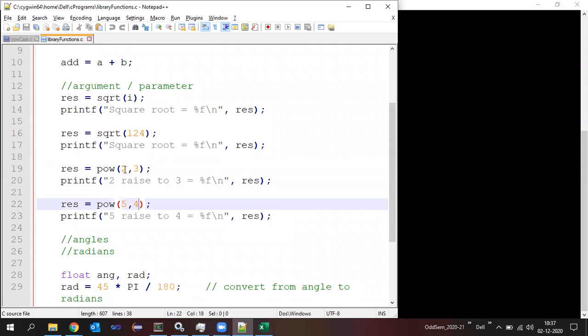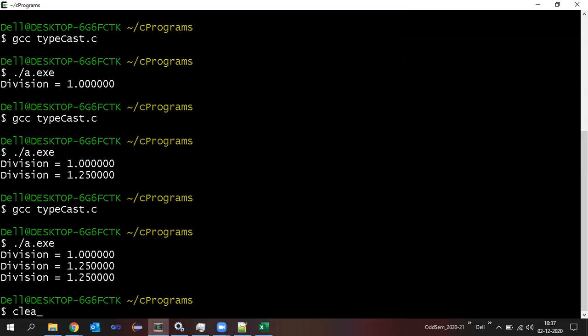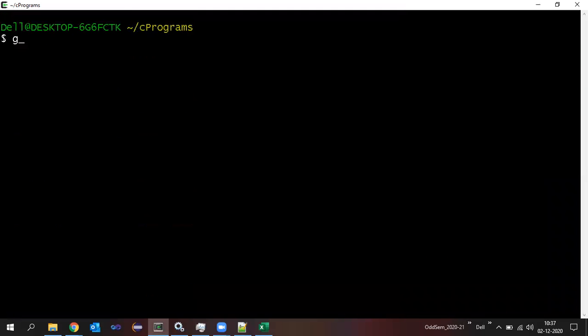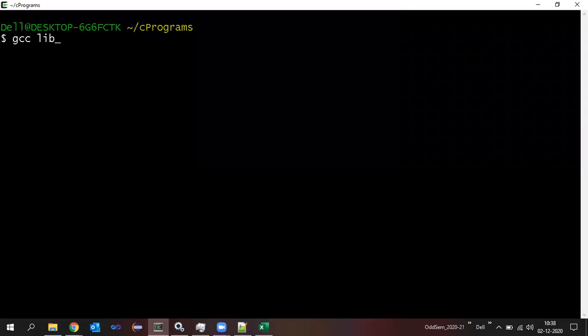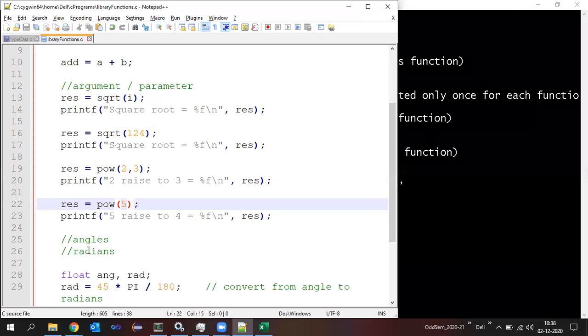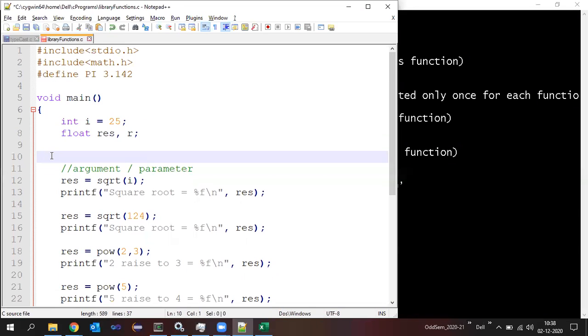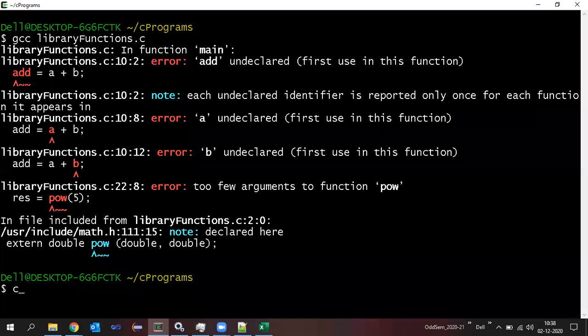Let us see what error it gives. Since the power function requires two arguments or parameters, if I am not passing those, then what will happen? Okay, let us see it. GCC, library function is the name of the file. Some variables I have not declared here. Okay, I think this is the part. Let me remove this one first. Okay, let us check now. Clear.